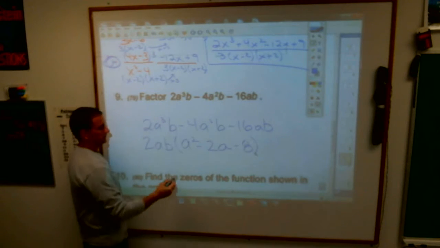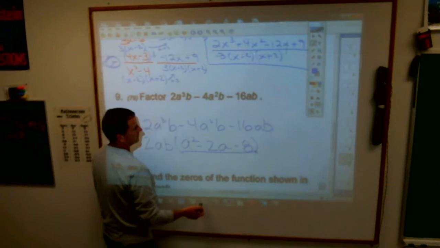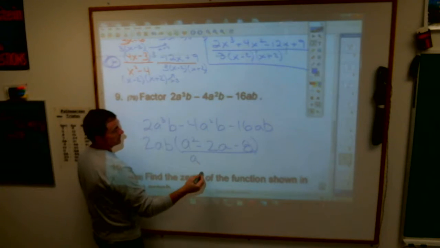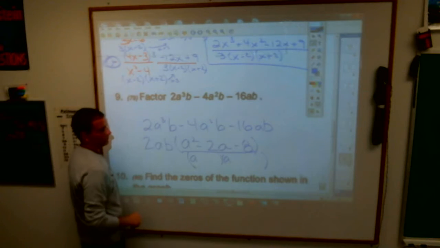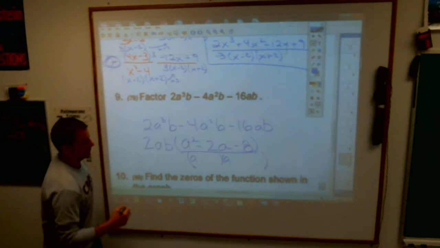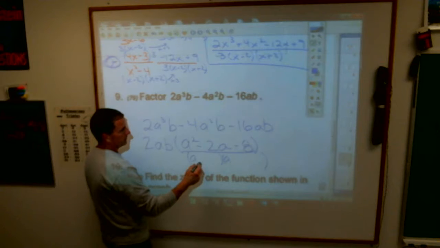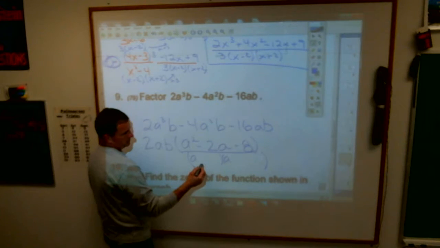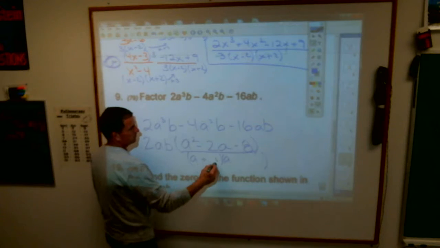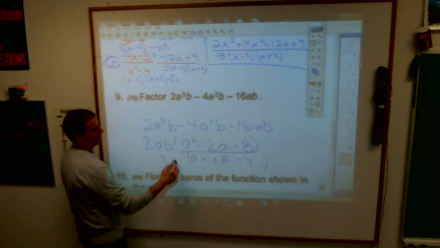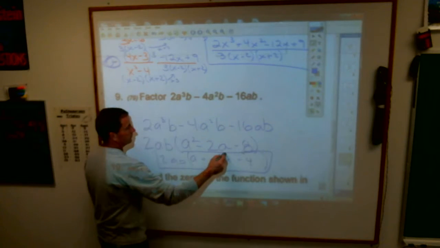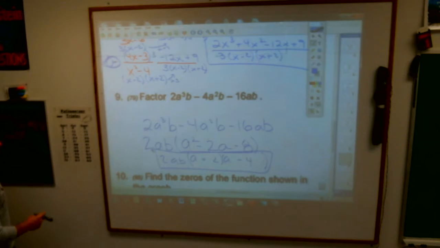Then, once you do that, check the trinomial to see if it is factorable. Can you do it? I don't know. I'm guessing it is, because a lot of times they do. What times that gives you 8, and added together gives you -2? How about a 4 and 2? Plus 2, minus 4. And then that 2ab hangs on the outside still. I don't believe it's any more factorable than that.